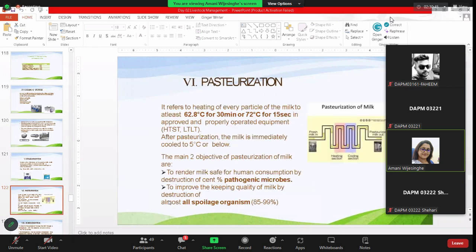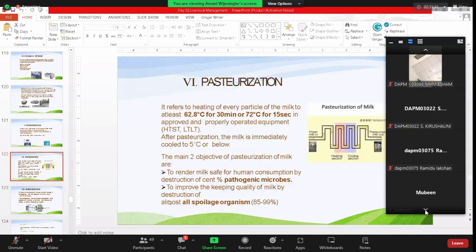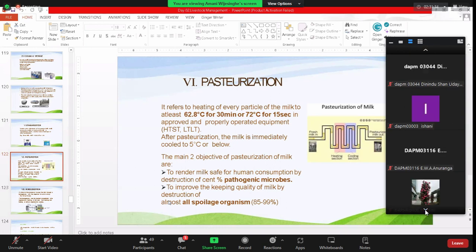Pasteurization is the next important point. Why do we need to pasteurize? To destroy pathogenic microbes. Pathogenic microorganisms and spoilage microorganisms are two types. Pathogenic ones give us diseases, like salmonella and E. coli. Spoilage ones do not give us diseases; they only destroy the nutritional value of the product and change the taste, color and smell. There are two types of pasteurization, HTST and LTLT.